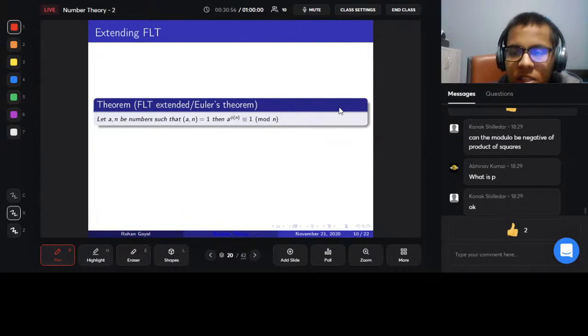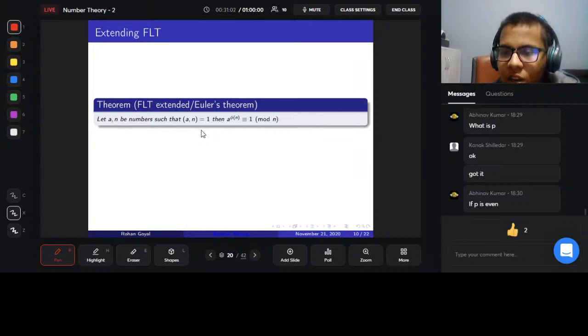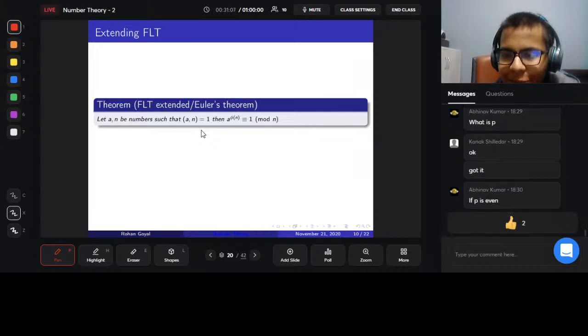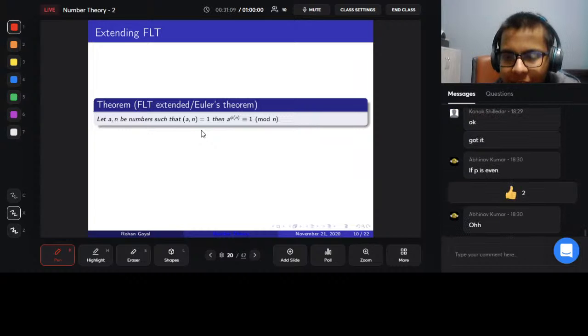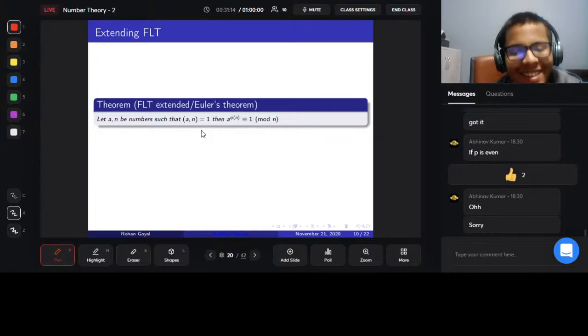So we can now extend Fermat's little theorem to all n. We are just working for odd primes. We assume that gcd(a, n) = 1, so we are taking two numbers a and n such that they are co-prime. So we can say that a to the phi of n is congruent to 1 mod n.